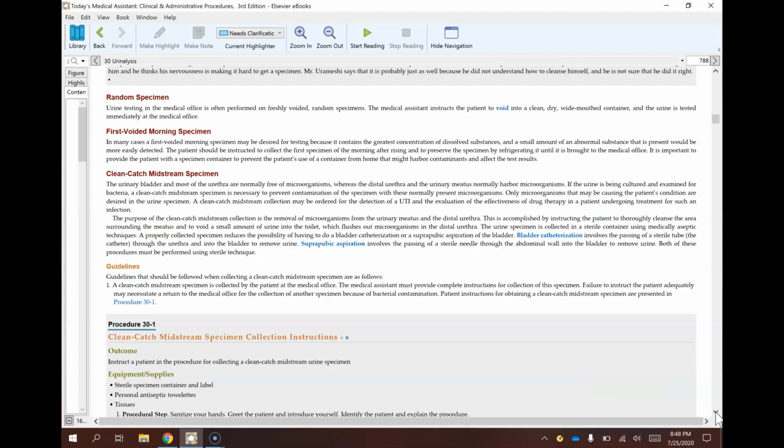Okay, so talking about that clean catch midstream again, we want to obtain as clean a specimen as possible, which is why you are instructing the patient to take a personal wipe and use it from front to back in order to clean the area to obtain that specimen. You want to remove as many of the microorganisms as you can from the sample that the patient is providing you with.